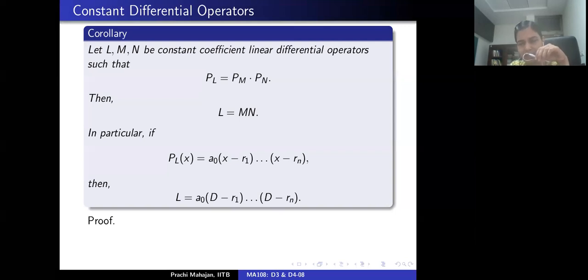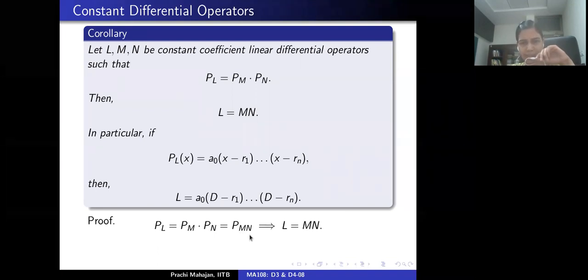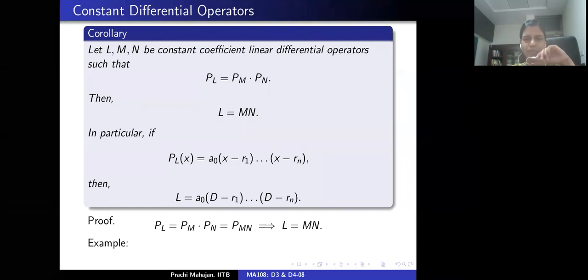Okay, so having understood what the statement of the corollary is, the proof is actually quite straightforward. Once we agree that the characteristic polynomial associated to M times the characteristic polynomial associated to N, by the theorem that we just discussed, is the same as the characteristic polynomial associated to the operator MN, it exactly means that the operator L and the operator MN must be the same. And that's all. There's not much to the proof, right?